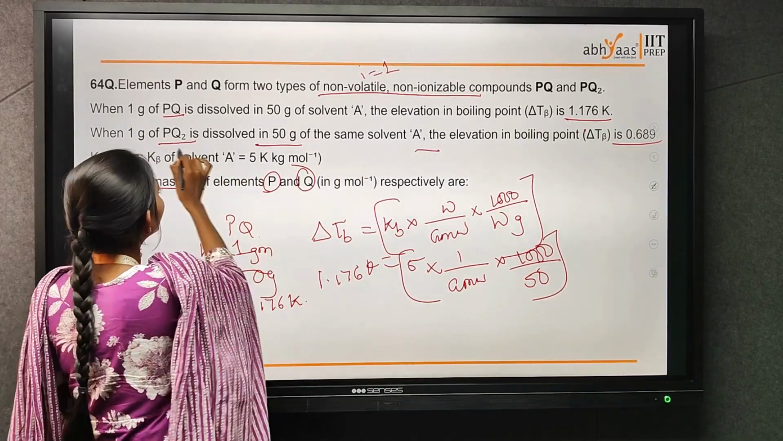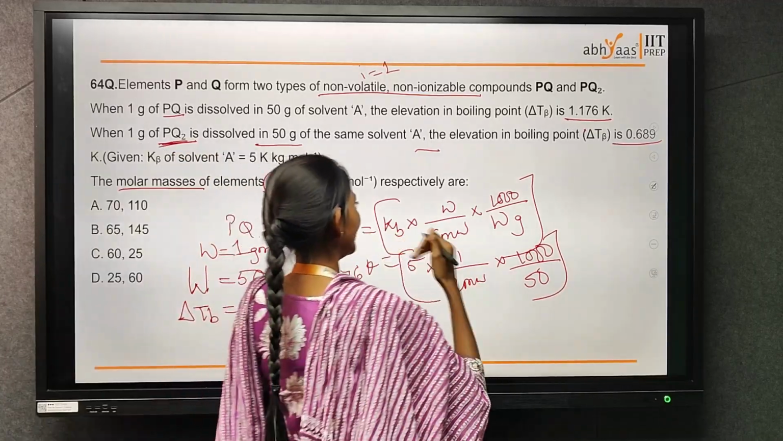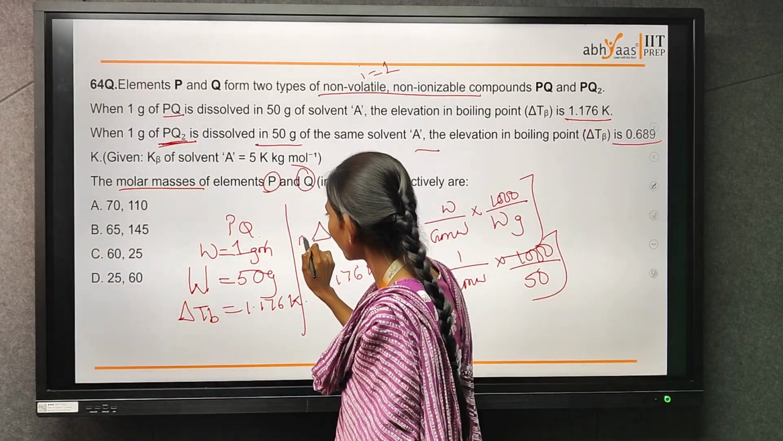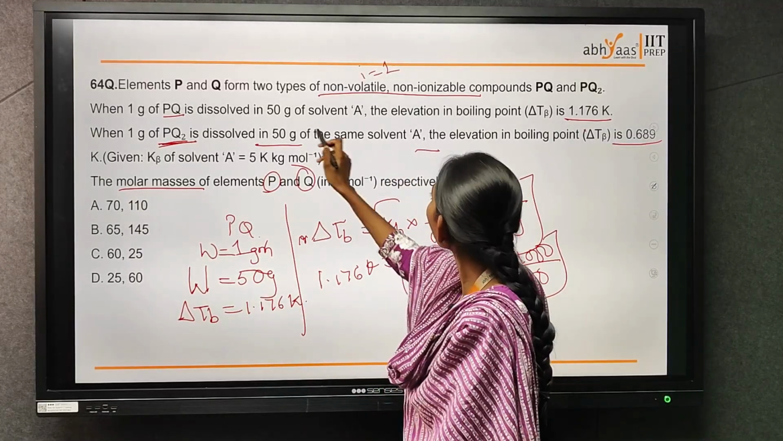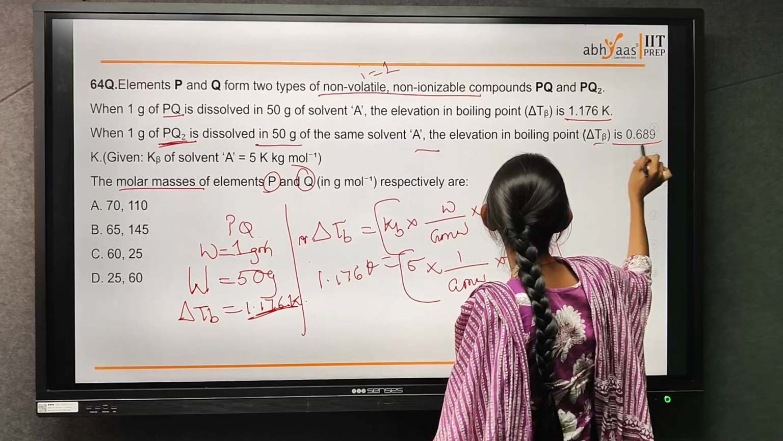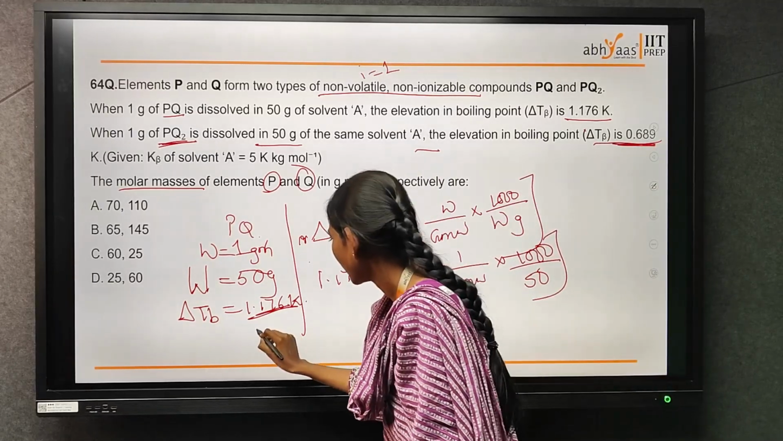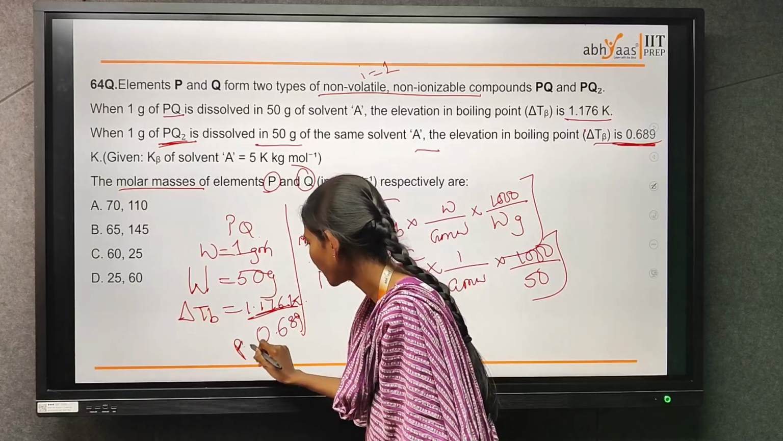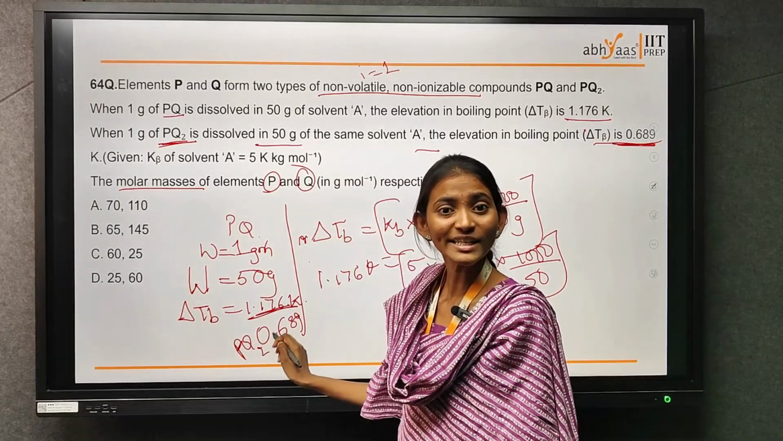As it is, for PQ2 also you need to apply. I'll write here PQ2, same value I'm writing for PQ2 here. Here also they have given 1 gram, and for weight also they have given 50 grams, and here the value will be changed. For TB they have given 0.689, right? For PQ2 I am writing here the value 0.689.